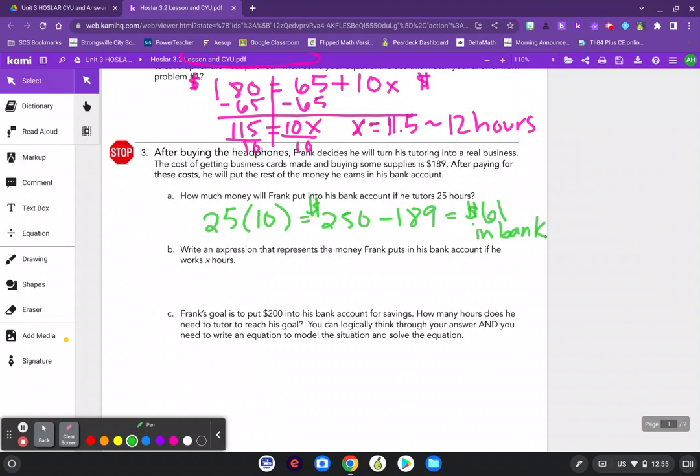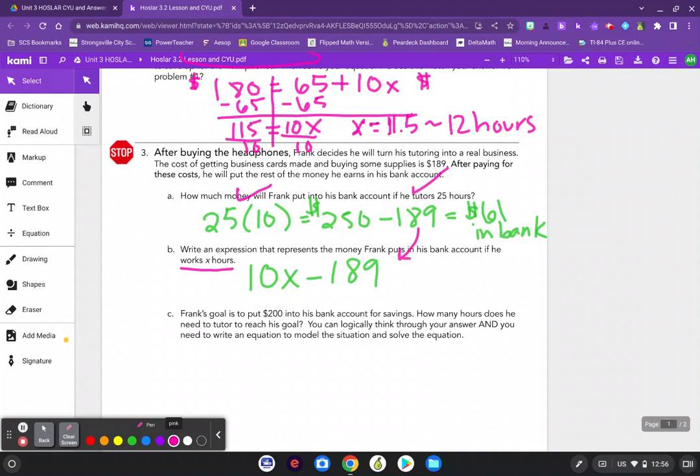Now, B says, write an expression that represents the money Frank puts in his bank account if he works X hours. And so the amount of money I'm putting in my bank account would be $10 for every hour that I tutor, minus the $189 that I'm going to spend on supplies, right? That's this part right here. So we did 25 times 10 because that was 25 hours. This says if he works X hours, so I have 10X instead of 10 times 25, minus the $189 I put into my account.